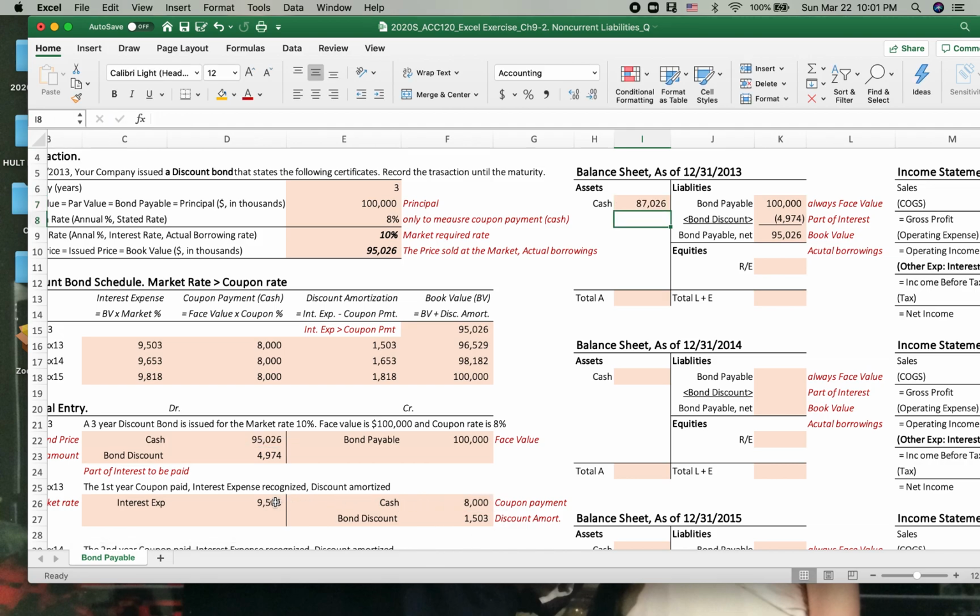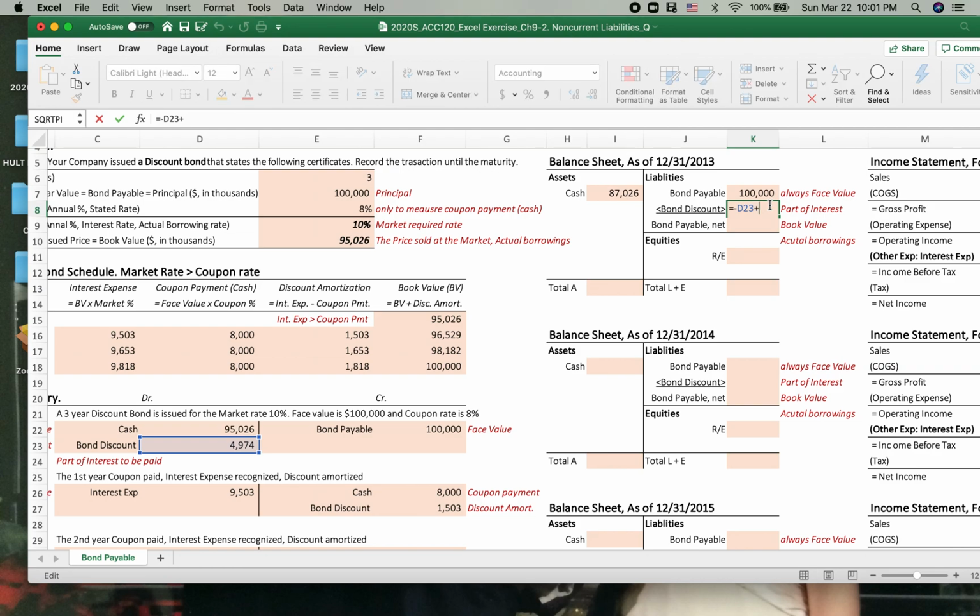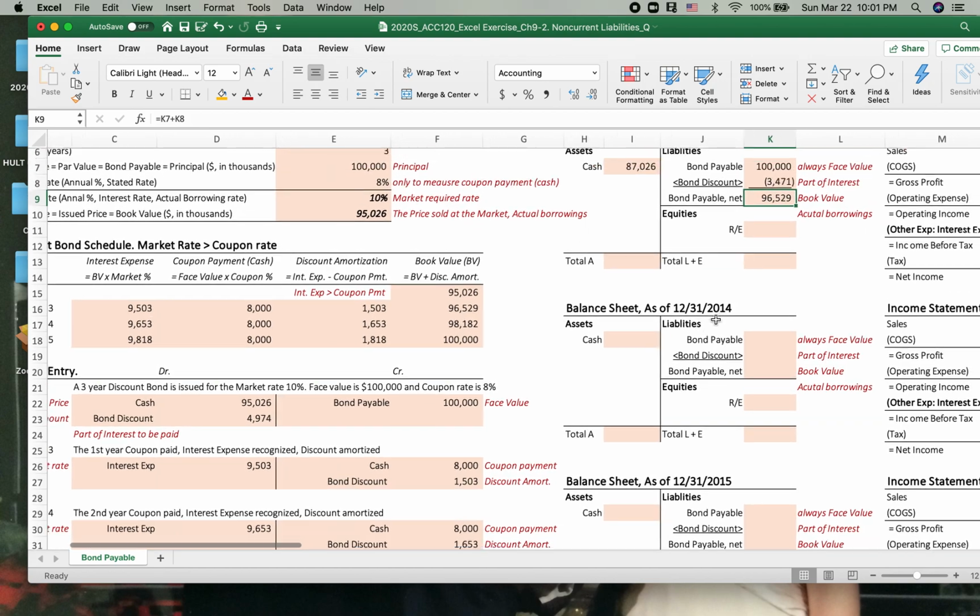And then interest expense, the bond discount 15,003. Now we should put the plus sign because the bond discount on the credit means that we reduce the bond discount account. So minus reduce, in order to reduce a minus account, we have to put the plus sign. So the bond payable net is 96, which is the same as the bond schedule, the book value on the bond schedule.